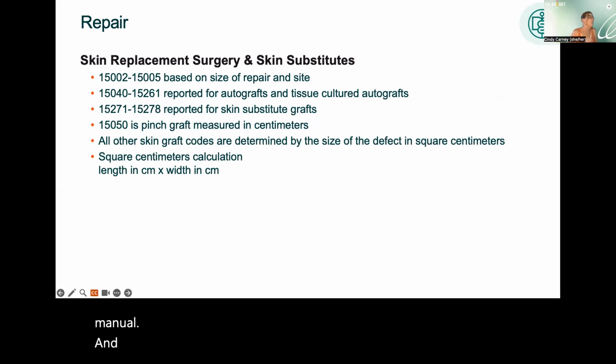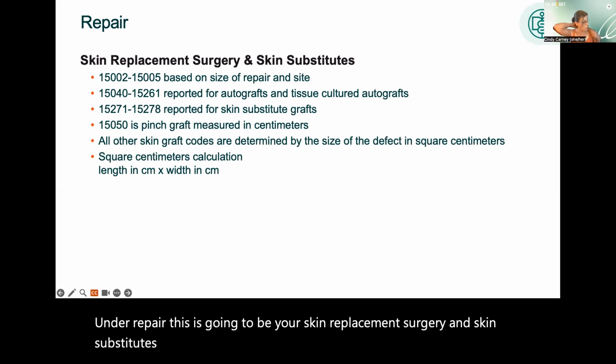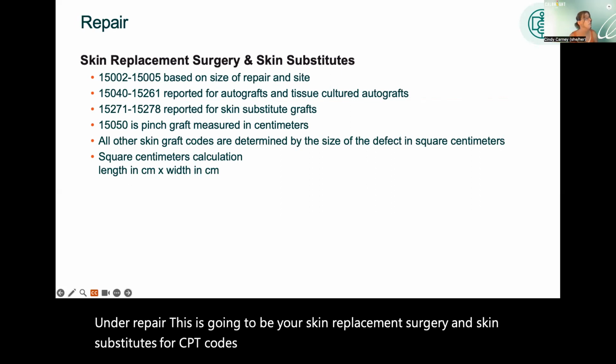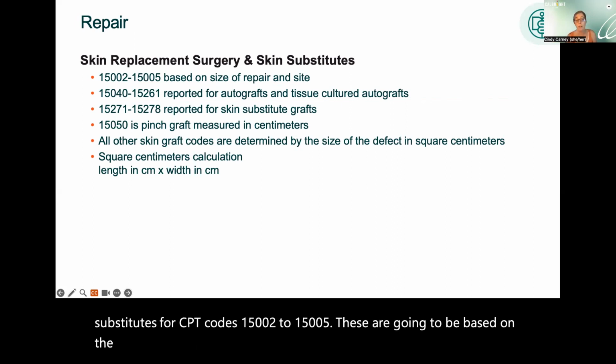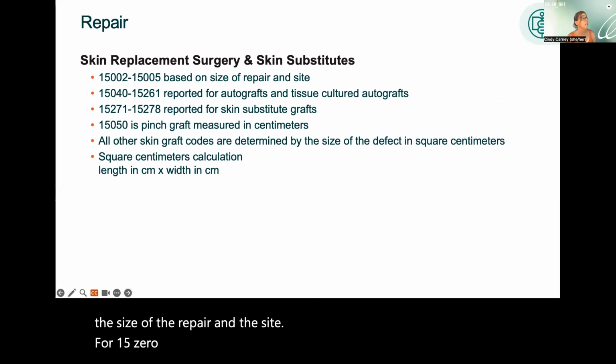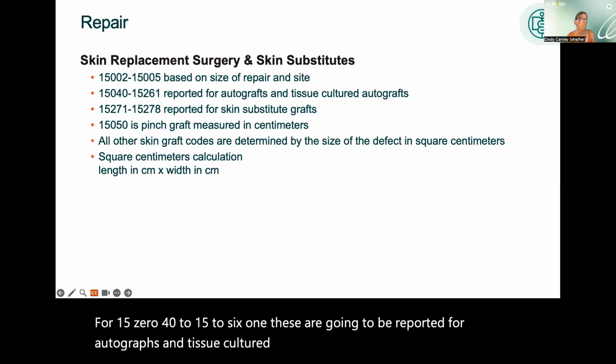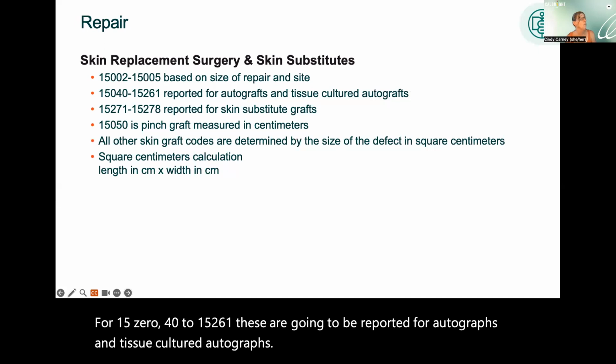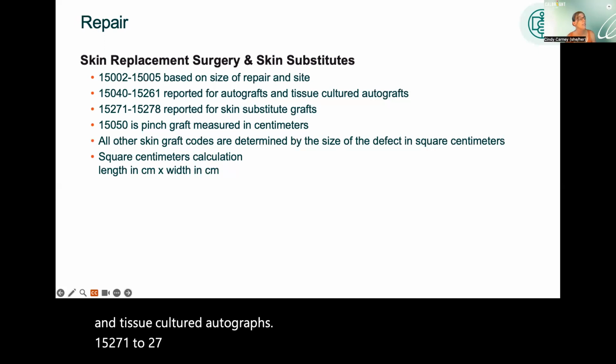Under repairs, this is going to be your skin replacement surgery and skin substitutes. For CPT codes 15002 to 15005, these are going to be based on the size of the repair and the site. For 15040 to 15261, these are going to be reported for autografts and tissue cultured autografts. 15271 to 15278 is reported for your skin substitute grafts.